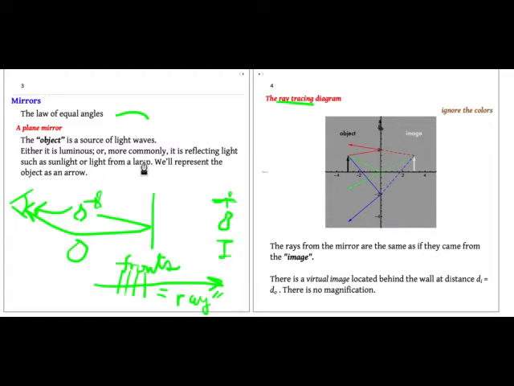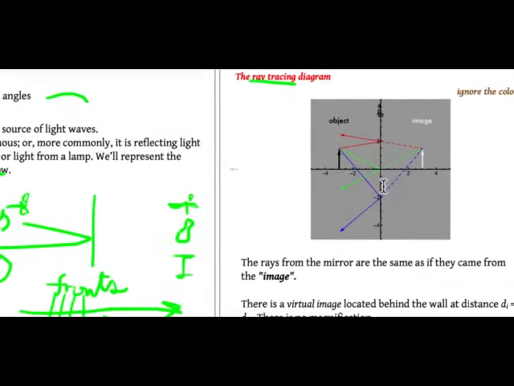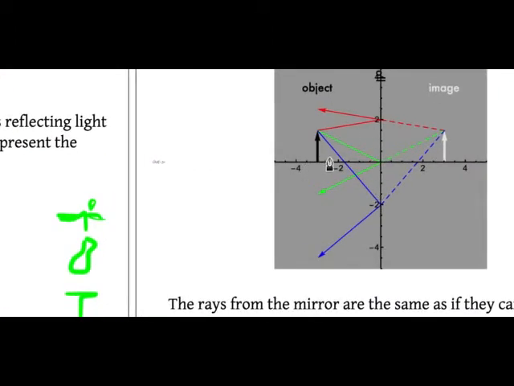which comes off the object, and we want to trace that light coming from the object. We'll represent the object as an arrow. So here's our analysis of the image for a plane mirror. Let's see if I can blow this up a little bit. So here's the object. And here are 3 light waves, I should really say 3 rays, coming from the tip of the object.